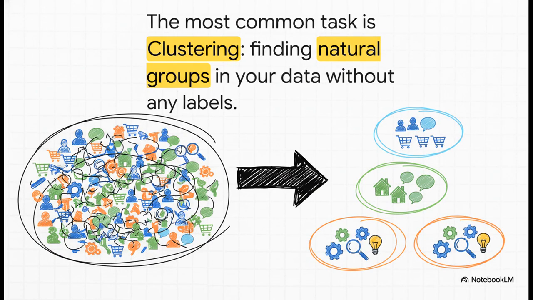And the most common way you'll do that is through something called clustering. It's really just about finding natural groups in your data that you didn't even know existed. Think about it. You could give it customer purchase histories, and it might find 3 distinct groups of shoppers, each with different habits. It's incredibly powerful stuff.